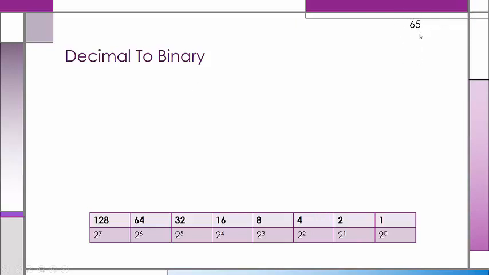Our decimal number here is going to be 65. So how do we convert 65 into binary? Well, it's actually very simple. Yay, it's always good to be simple. All right, so let's go.